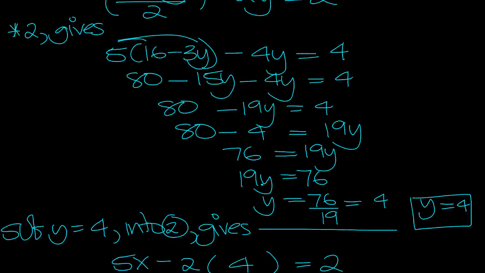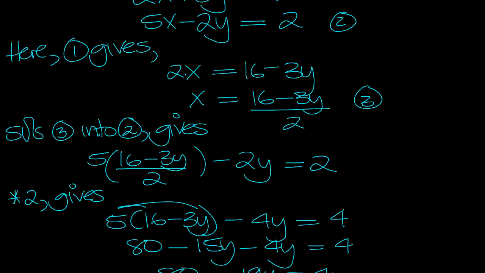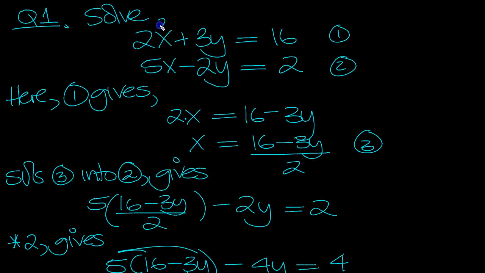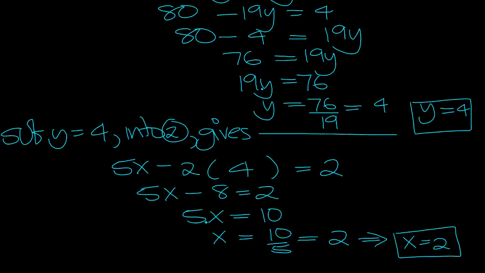So x is 2, y is 4. Now we can check it. x is 2, y is 4. So quick check. 2 and 4. 4 and 12 is 16. 2 and 4. 5 2s are 10. Minus 2 4s are 8. 10 minus 8 is 2. So yep, everything is good. And the check works. So we know the answer is correct. y equals 4 and x equals 2.